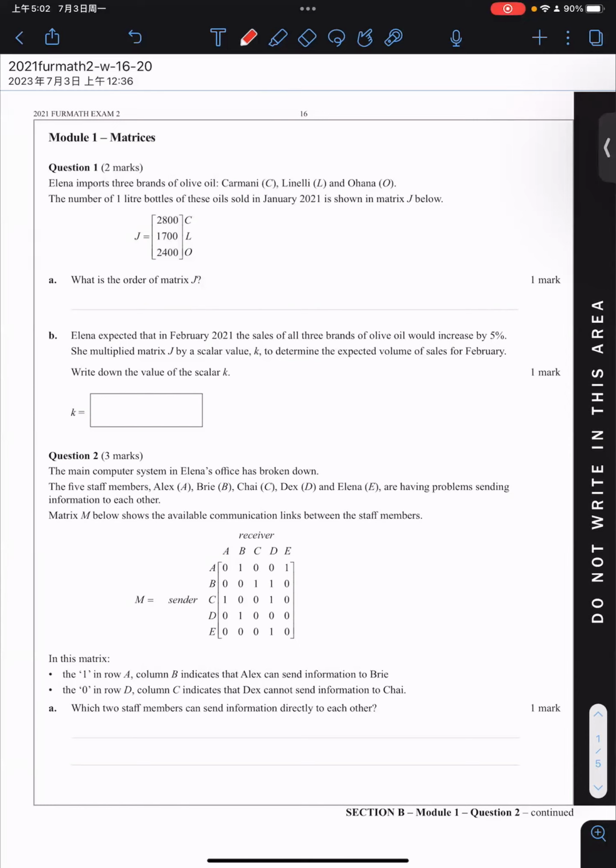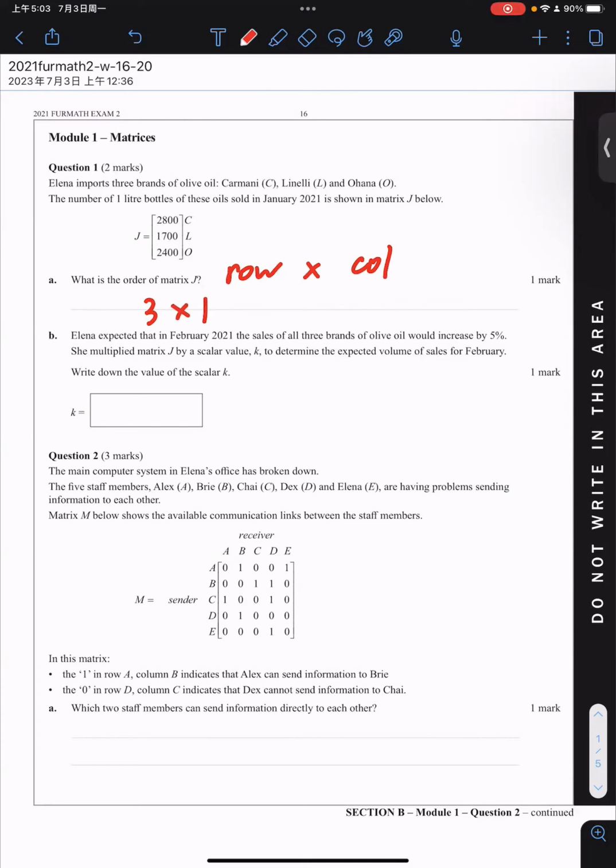Question 1. Elena imports 3 brands of olive oils: the Carmine, Line, and Ohana. The number of 1 liter bottles of these oils sold in January 2021 is shown in the matrices below. So now we have the total number of the oil being sold. What is the order of the matrix J? Please remember, the order is always the row by the column. So how many rows here? 1, 2, 3, 3 rows. Horizontally, that is a row. Vertically counting, that is a column. So 3 by 1 is the correct answer.